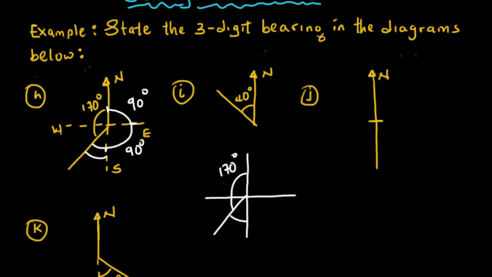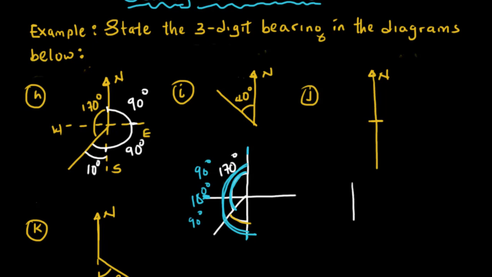Now look carefully. Remember, from here to here will give us 180 degrees because from north to west is 90 degrees and from west to south is 90 degrees. Do you agree? So if I know from here to here as 180 degrees and I know from here to here as 170 degrees, what will be from here to here? That will be 180 minus 170, which is 10 degrees. So what that means is that this part here is 10 degrees.